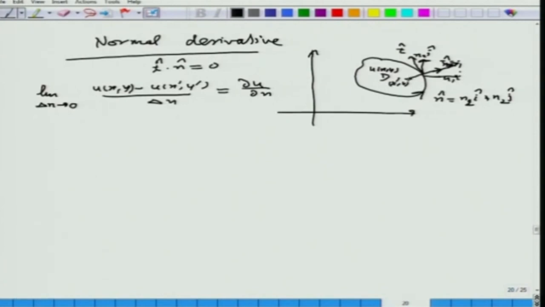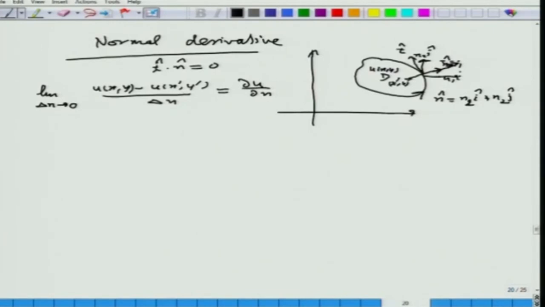So, here we take x dash y dash on this normal, extend it inside and consider this difference. That is why we have taken u at x y minus u of x dash y dash instead of u at x dash y dash minus u x y. If we take u of x dash y dash minus u x y over delta n and delta n tends to 0, that will give you the derivative along this direction. So, minus of that will give you the derivative along the outward normal. That is what we have done here.